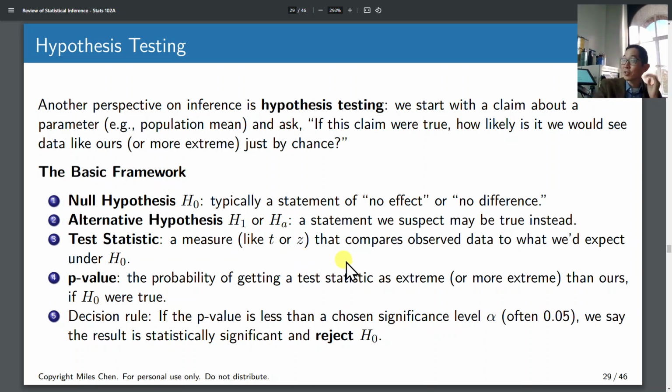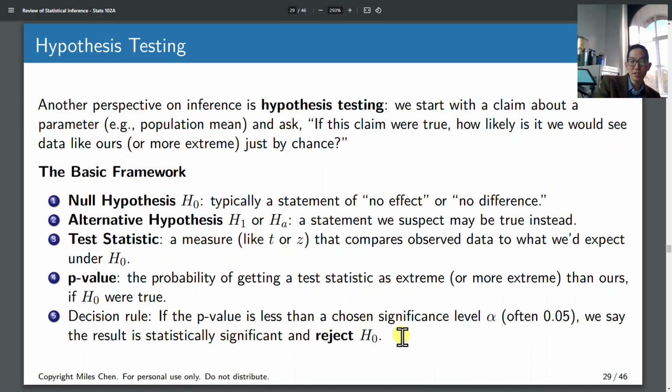And that's going to be some kind of measure that compares the observed data that we have to what we would expect if the null hypothesis were true, okay? So we have a way to compare what we have versus what we expect. We get the p-value, okay? And that's the probability of getting a test statistic as extreme or more extreme than ours if the null hypothesis were true. And then we make a decision. If that resulting p-value is less than a chosen significance level, we often use 5%, okay? Then we say the result is statistically significant, and we would reject the null hypothesis.